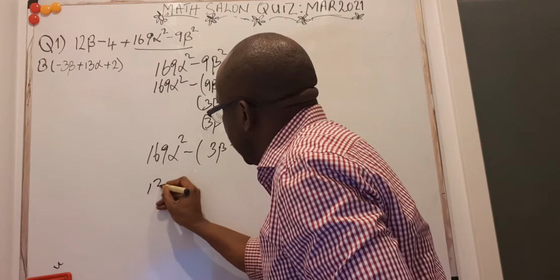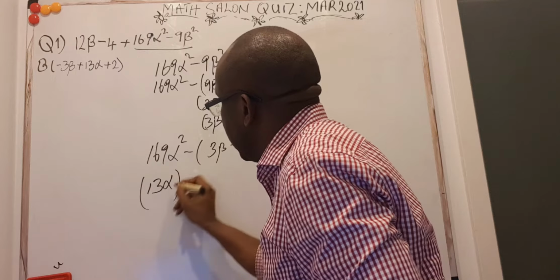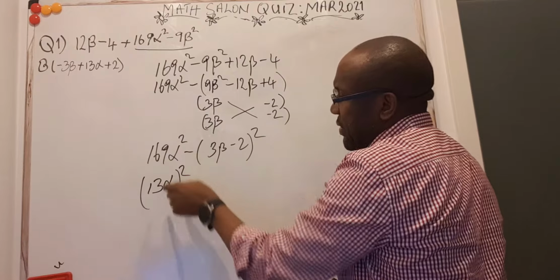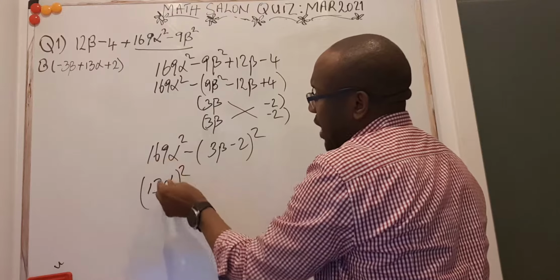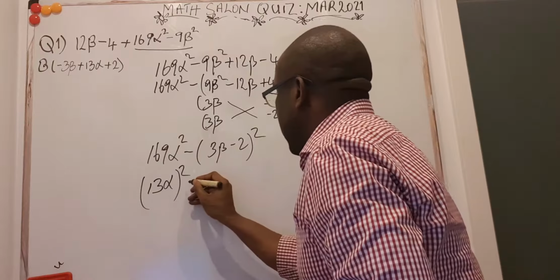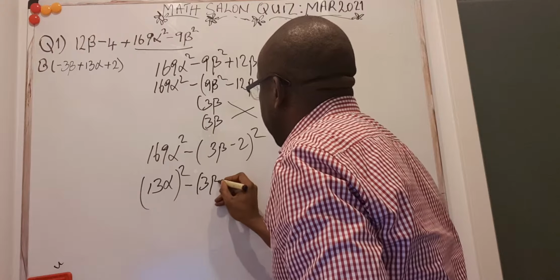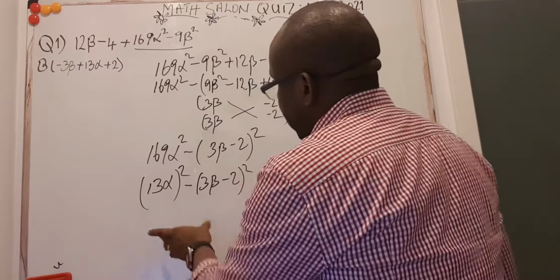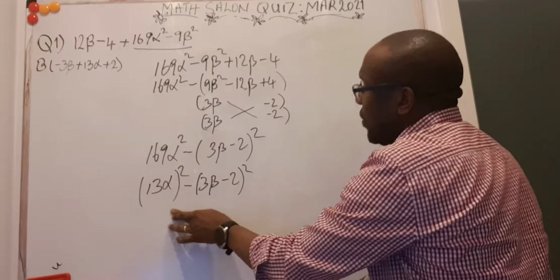169 is 13 squared. So I can write this like this. If I open this bracket, I get back this. This will be 13 squared, which is 169. This alpha will become alpha squared. Minus 3 beta minus 2, all that squared. If I look at this, I recognize this as the difference of two squares.